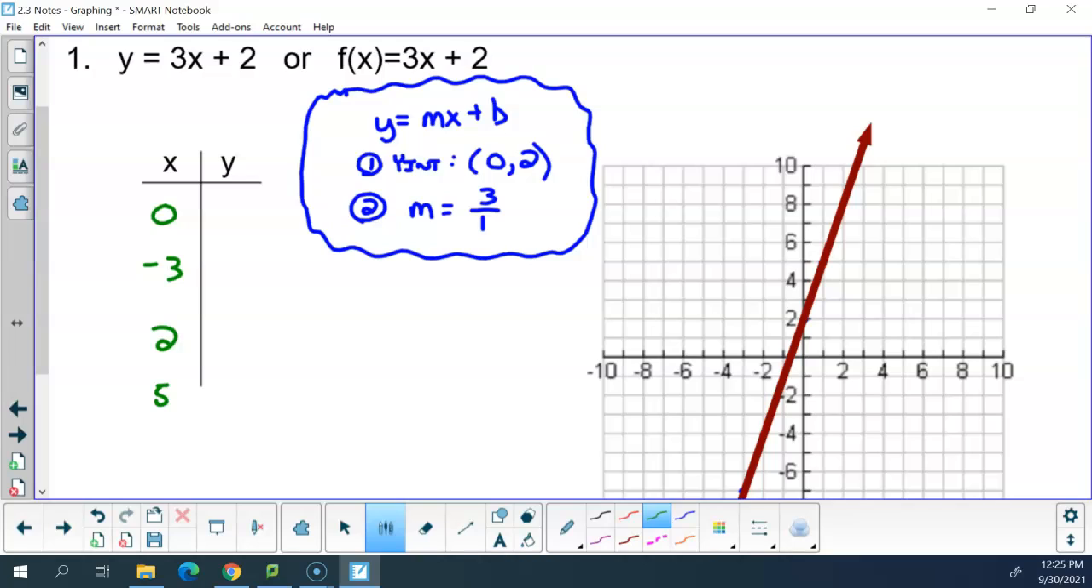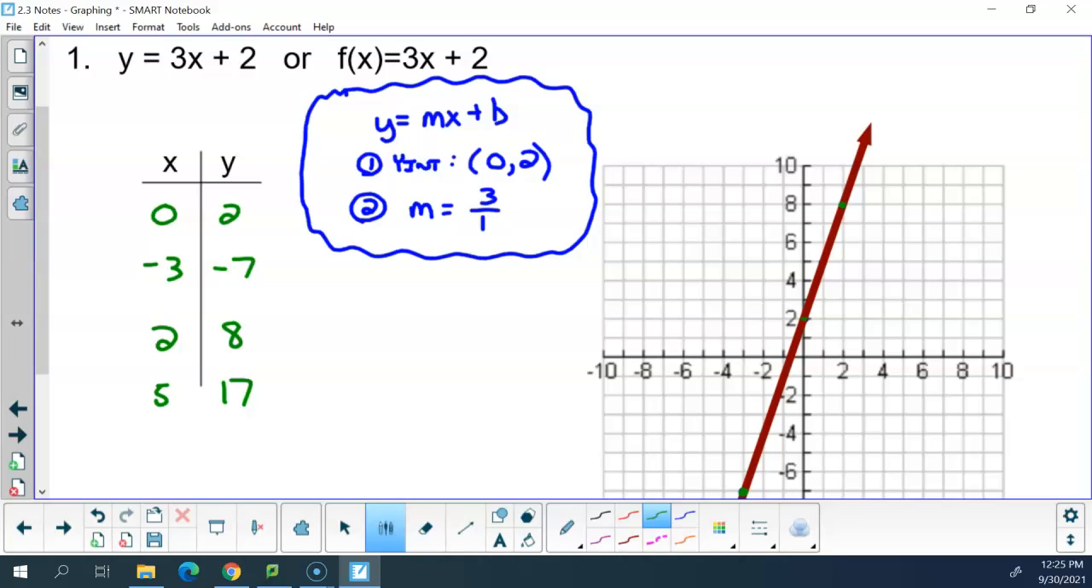Plugging those values back in. 3 times 0 is 0, plus 2 is 2, and that is this point right there. -3 times 3 is -9, plus 2 is -7. And that's this point right there. 2 times 3 is 6, plus 2 is 8. And that's this point right there. 5 times 3 is 15, plus 2 is 17, and that's off my graph.